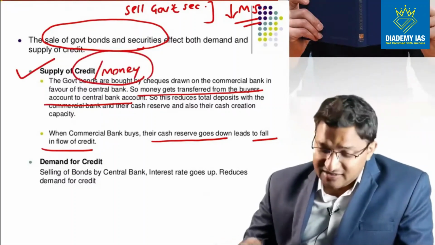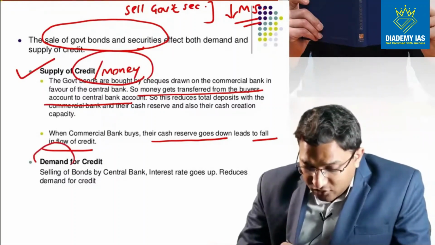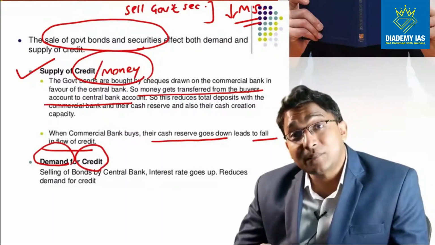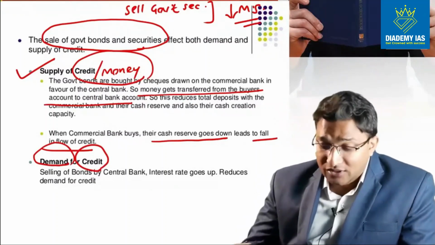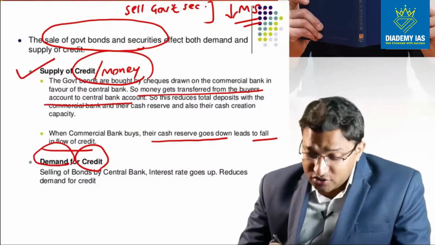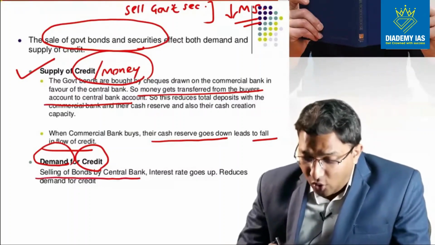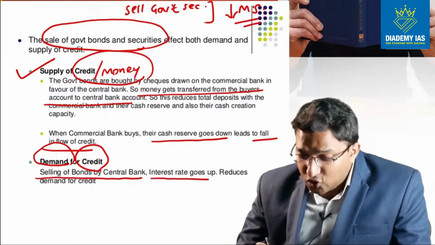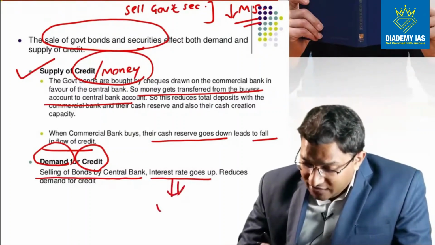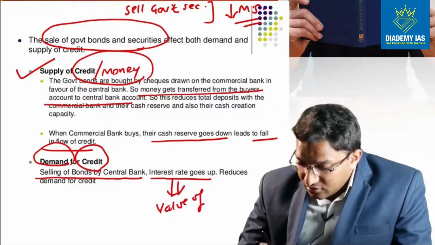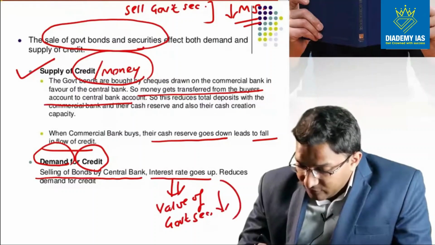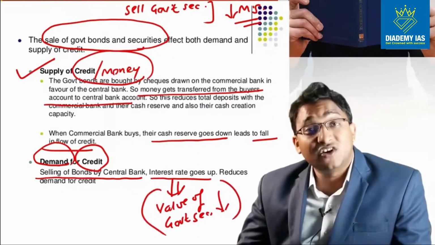The interesting thing is that there is an impact on the demand for credit also. So not only is the supply reduced, but the demand is also reduced comparatively. Why is the demand reduced? Because when the central bank sells a bond, the interest rate goes up, and when the interest rate goes up, the value of government securities goes down, and because the value of government securities goes down, fewer people are willing to buy the government securities.